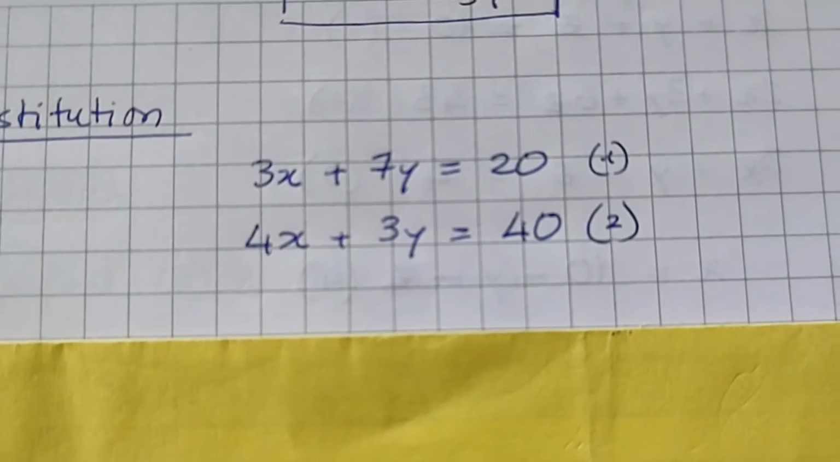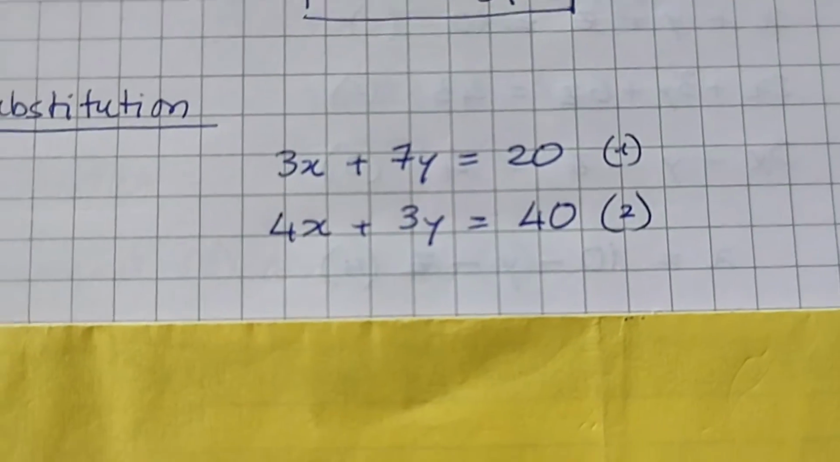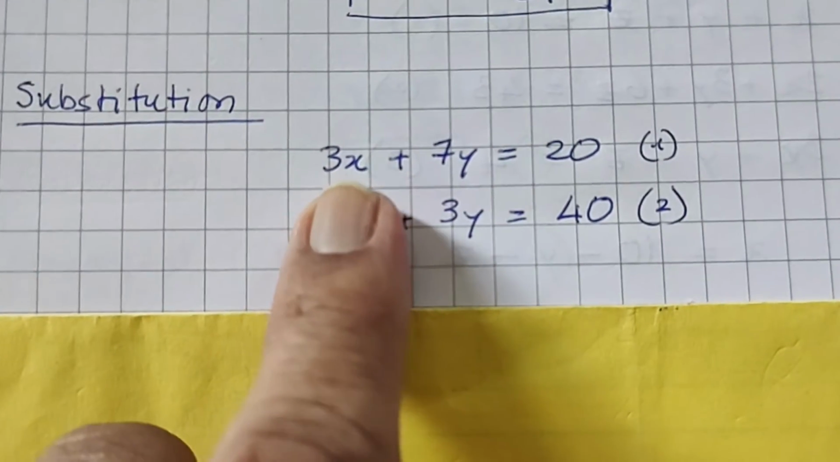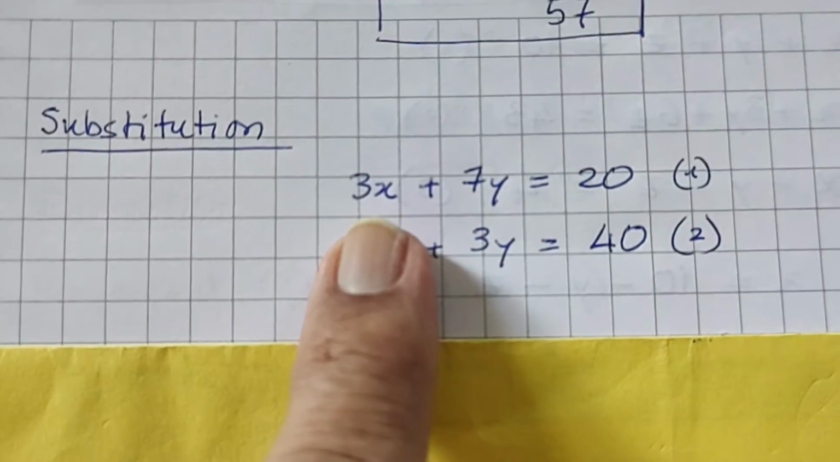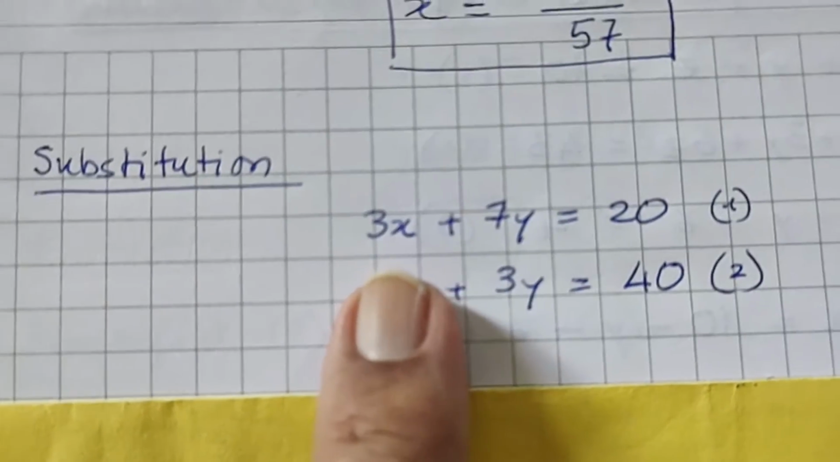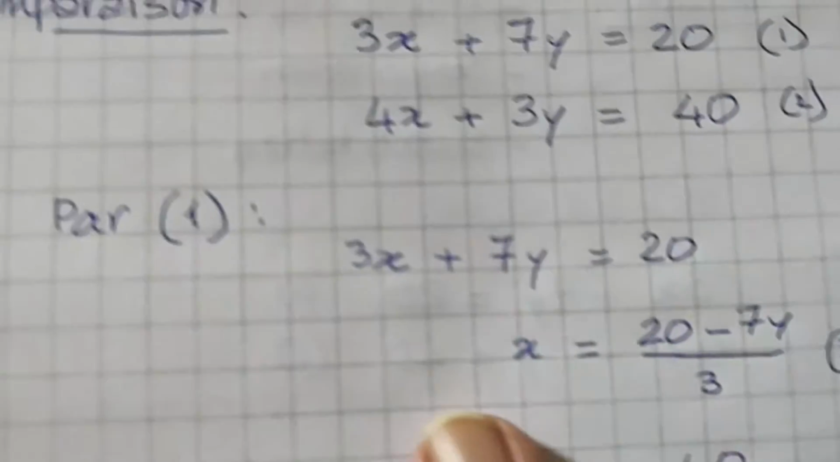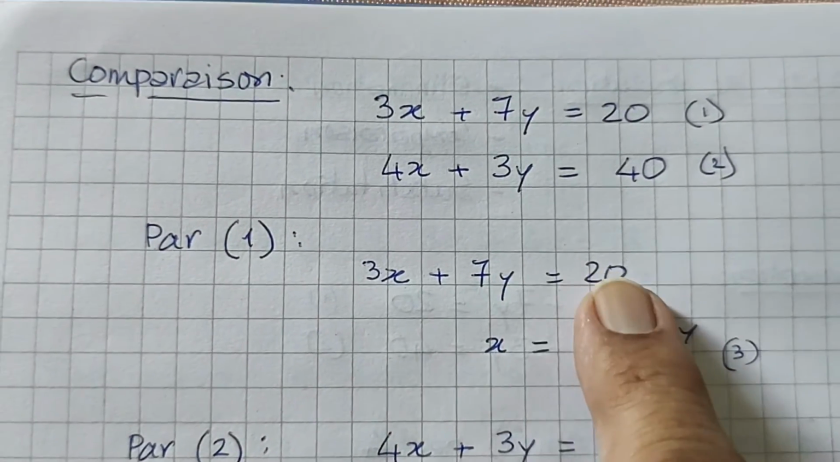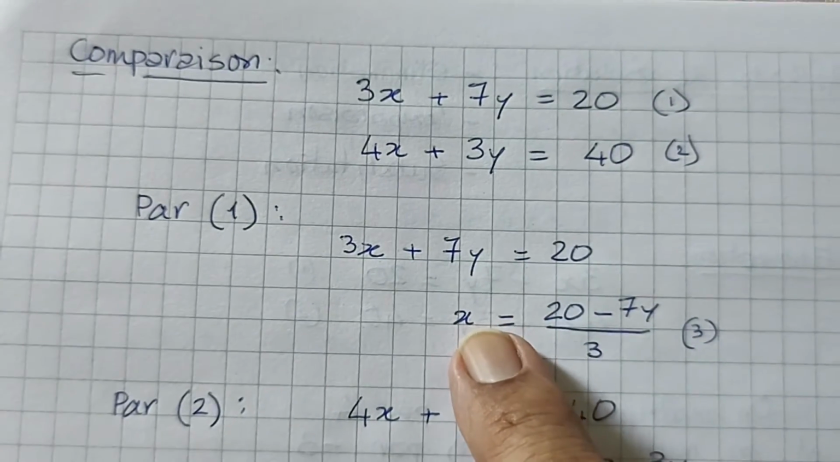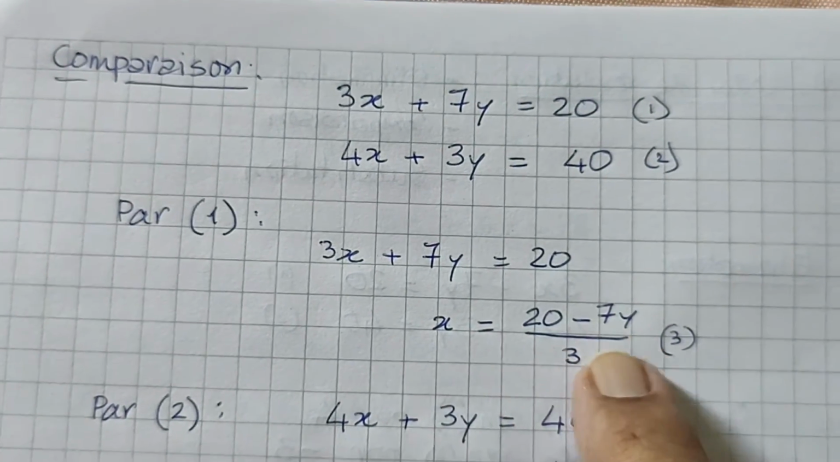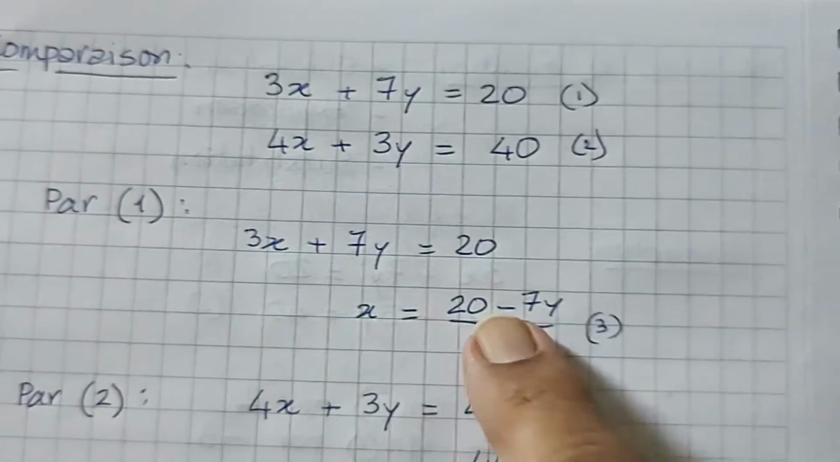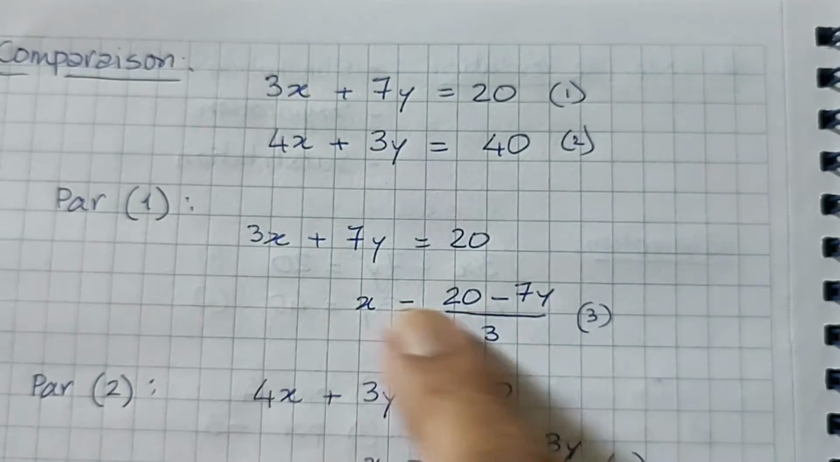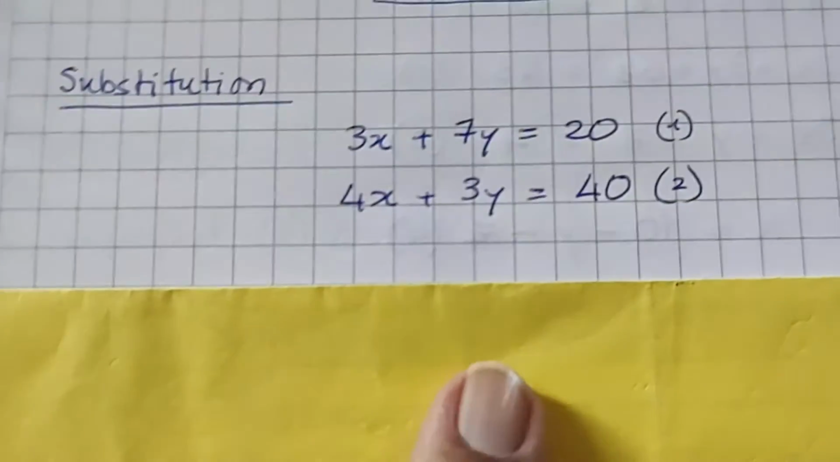So the first step is you take one of the equations. In this case we will take equation 1, and you find out x from it. So this is what we had done here also. We had par 1, on a pris 3x plus 7y est égal à 20, on a écrit x est égal à 20 moins 7y sur 3. So this step is exactly the same here.